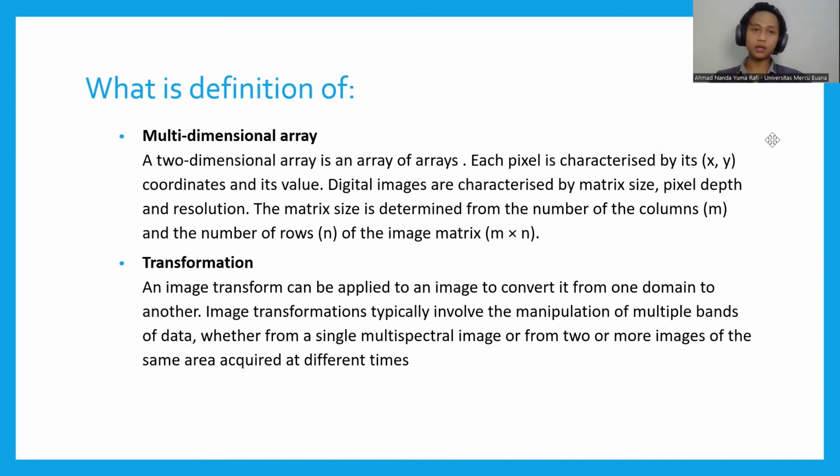And the next is multi-dimensional array. A two-dimensional array is an array of arrays, where each pixel is characterized by its x, y coordinates and its value. And digital images are characterized by matrix size, pixel depth, and resolution. The matrix size is determined from the number of columns, or m, and the number of rows, or n, of the image matrix, or m multiplied by n. That's for the multidimensional array.